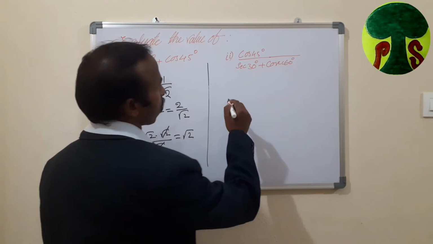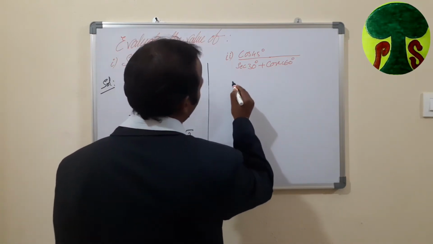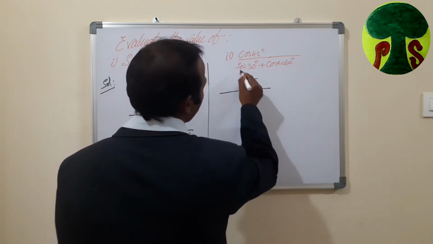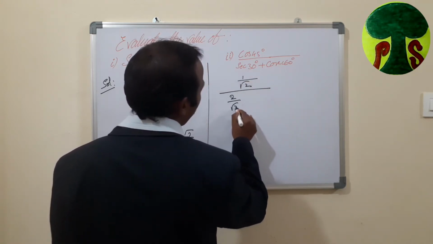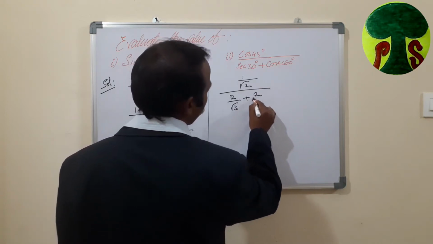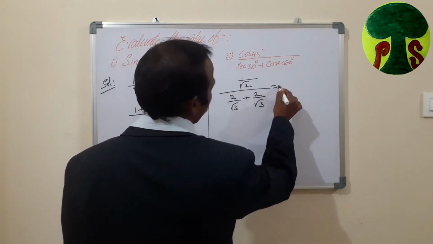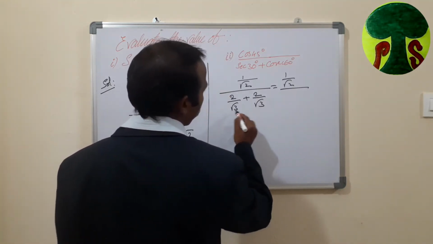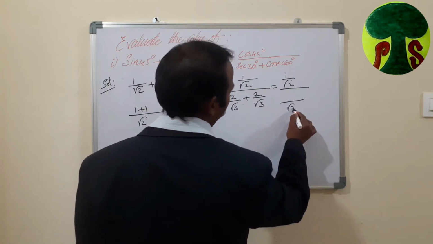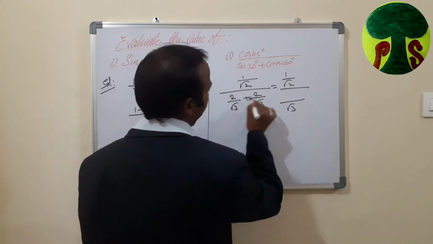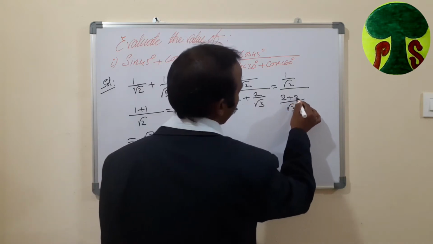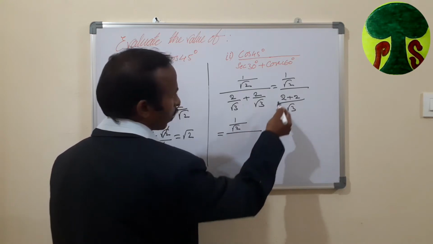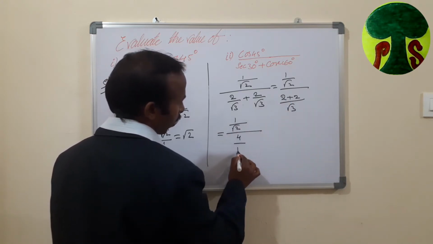Cos 45 by secant 30 plus cosecant 60. Cos 45 is 1 by root 2, by secant 30 is 2 by root 3, plus cosecant 60 also 2 by root 3. Now 1 by root 2 by, here the denominator is root 3. Whenever denominators are same, we can add the numerators. So 2 plus 2, now 1 by root 2 whole by 4 by root 3.